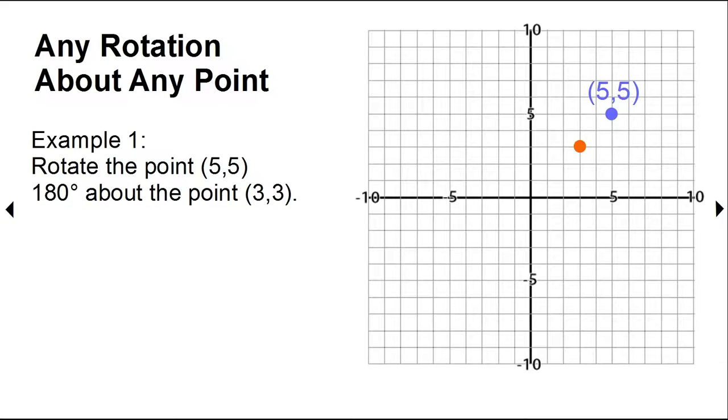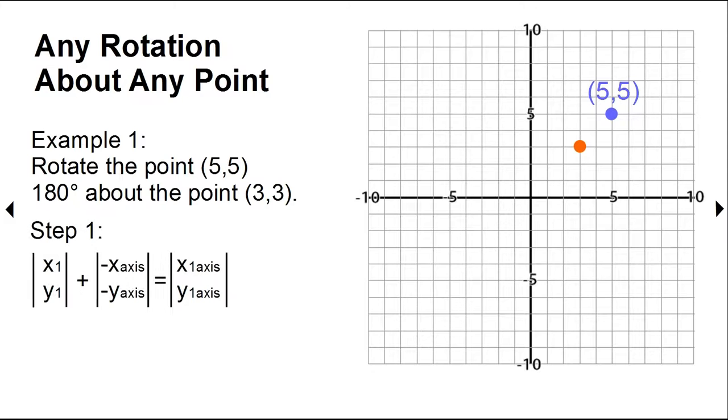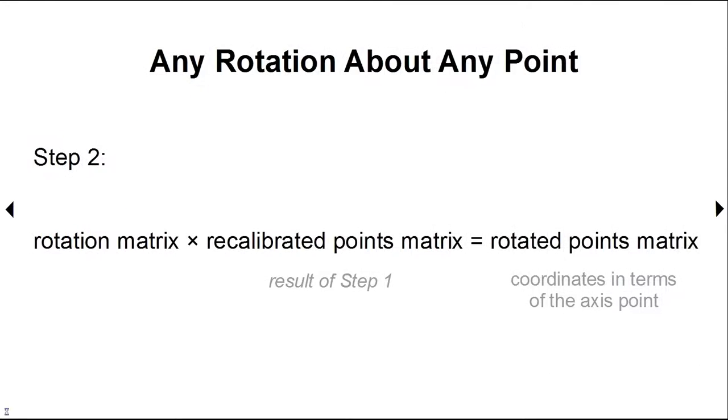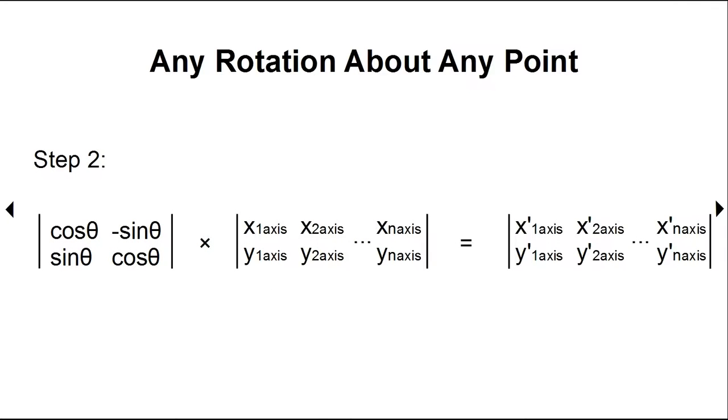This is easier to visualize, so let's look at our example number 1. We're rotating the point 5, around the axis point shown. We write our formula, substitute in the values, next, we take that result and we multiply it by the rotation matrix to find the coordinates in terms of the axis point of the new rotated point. This is the structure.